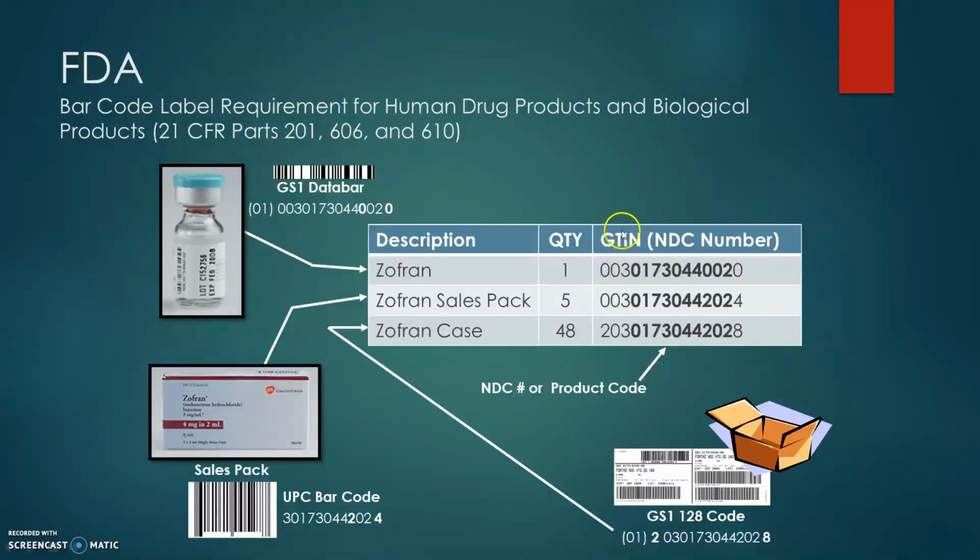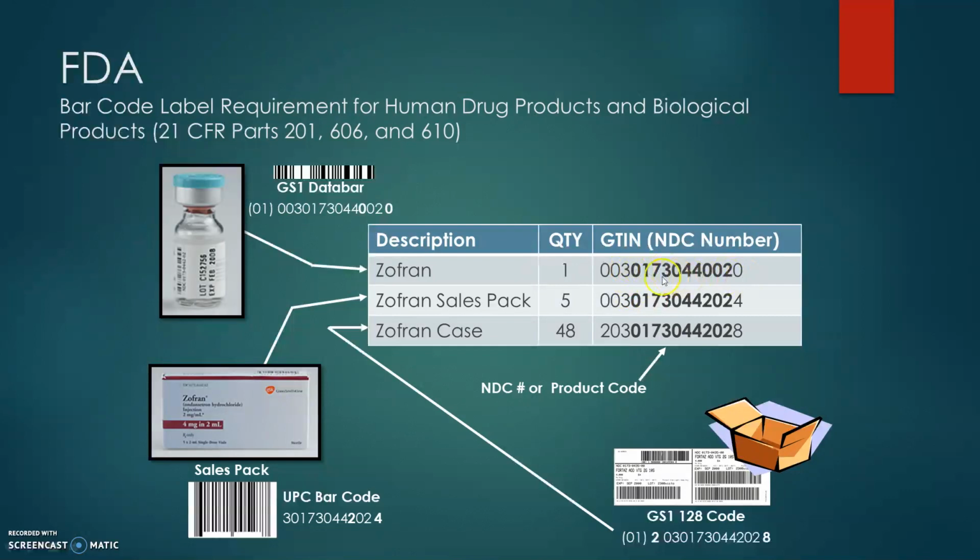So every single barcode, and this is the same all over the world, has a 14-digit number called a GTIN number, which stands for Global Trade Item Number. It's basically a globally unique number for trade items, worldwide, to help sell products. And then within the number, these bolded numbers here, there are 10 numbers, and that's called the NDC number. This is how you identify, for example, Zofran here: one bottle versus a sales pack versus a case.